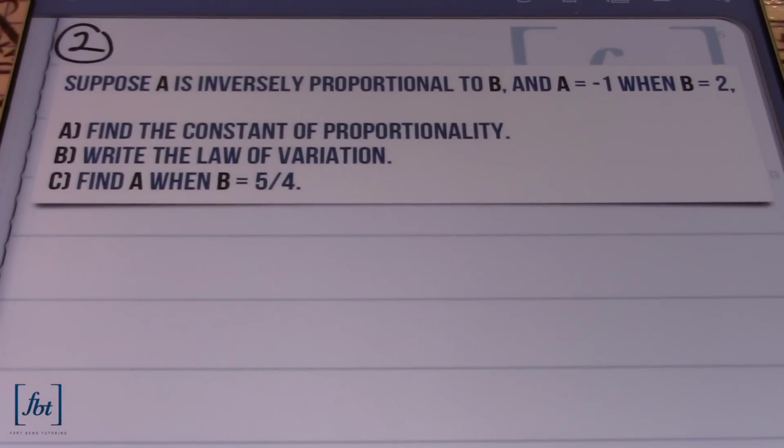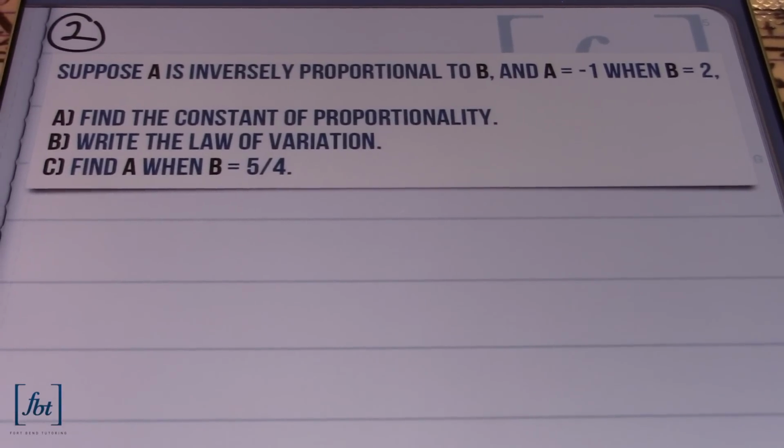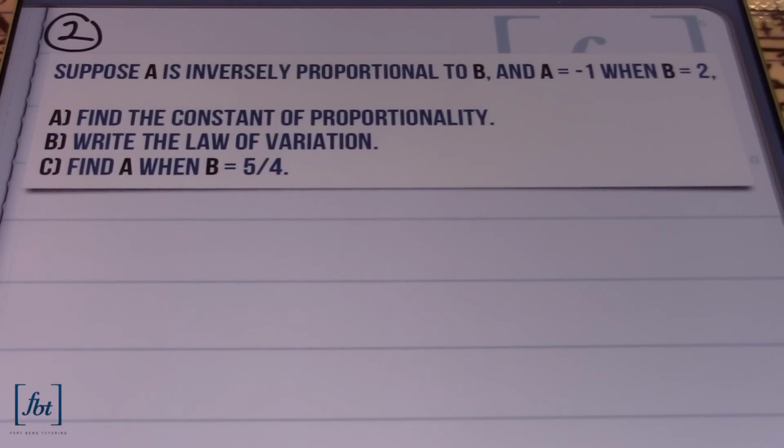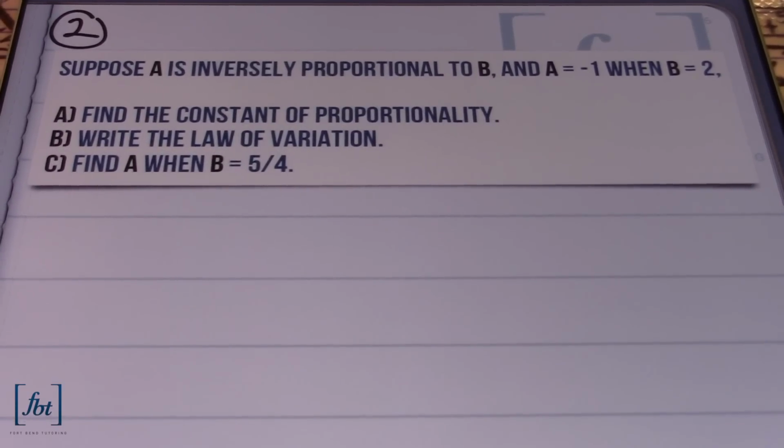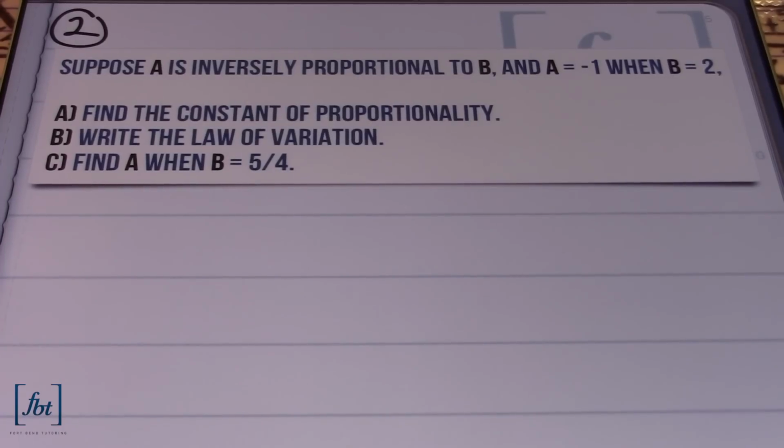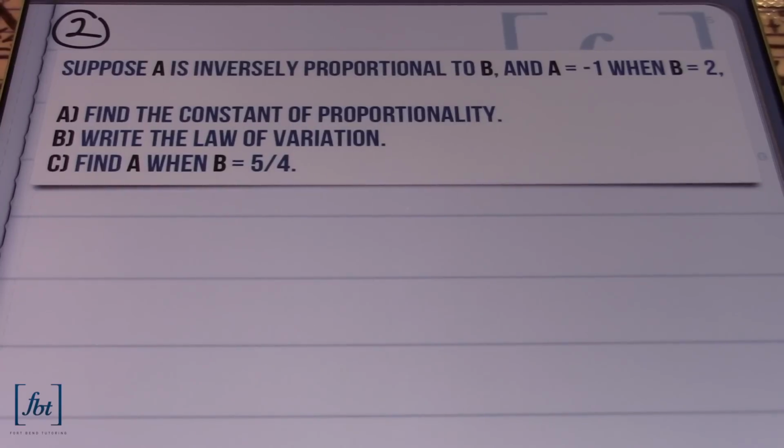Yeah, we're going to move on because I have more problems for you to check out with me, Mr. Witt. In problem number 2, it says, suppose A is inversely proportional to B, and A is -1 when B is 2. A, they want us to find the constant of proportionality, aka the constant of variation. B, they want us to write the law of variation, which is the same thing as your variation equation. You write your variation equation once you find out what your constant of variation is. And then finally, they want us to find A when B equals 5/4. I'm excited. Let's set this up.